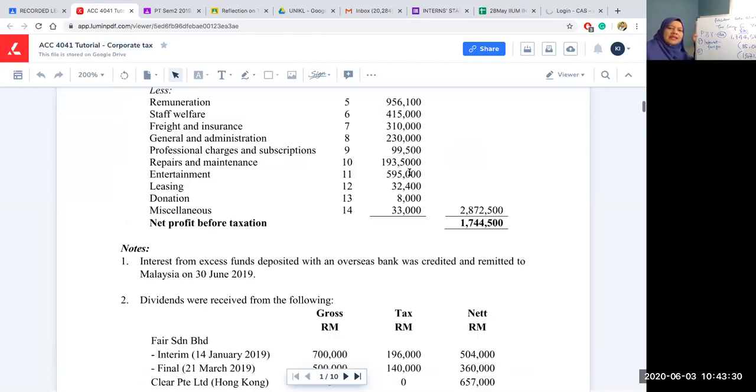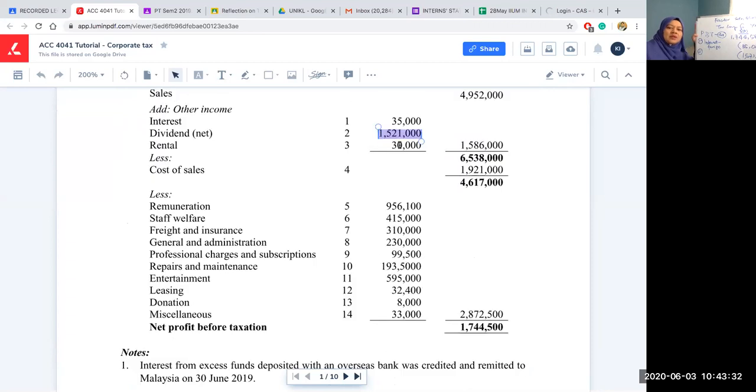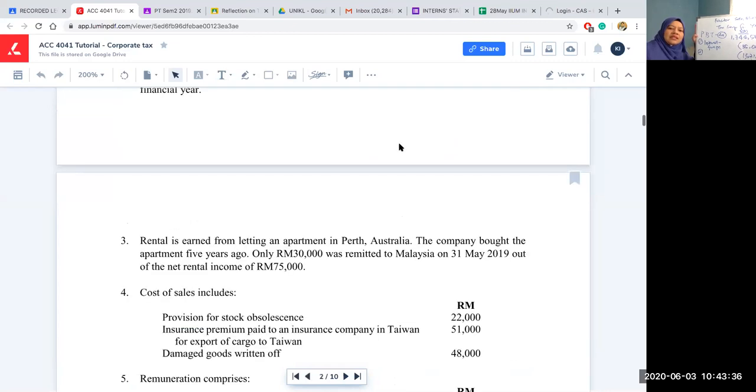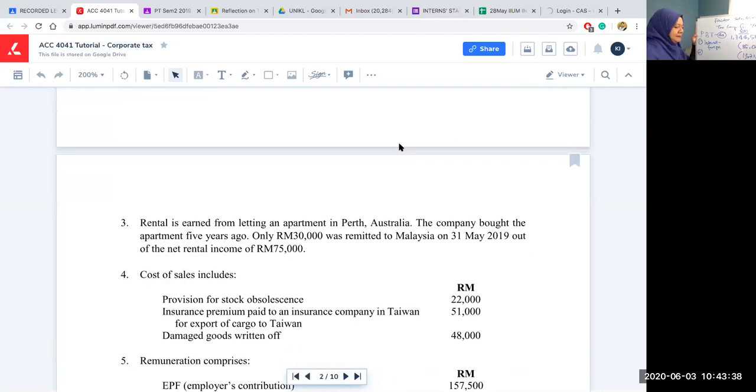So how much is rental appear here? Rental here is only 30,000. So you want to take out 30,000 ke? You want to take out 75,000? 30,000 lah kan? Remember that you take out the amount in the profit and loss account. Whatever stated in the P&L, you take it out.